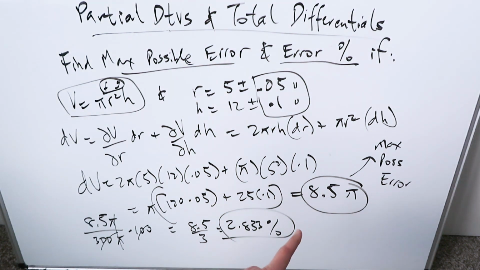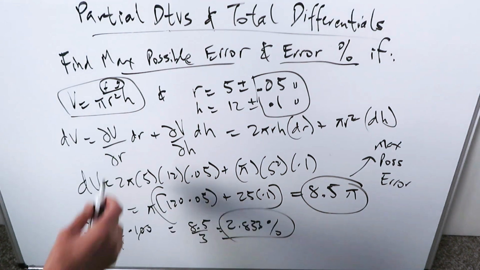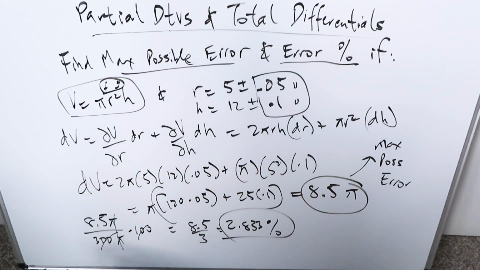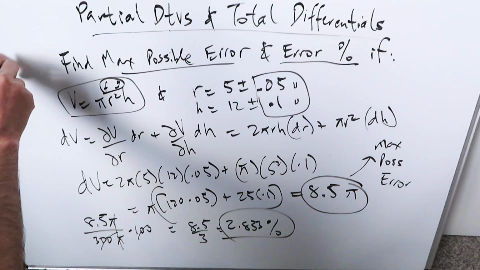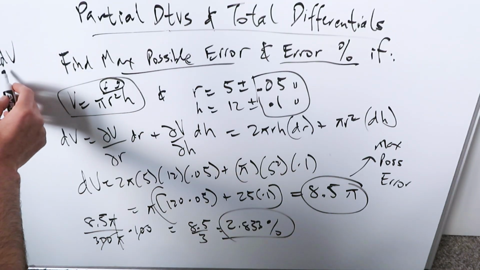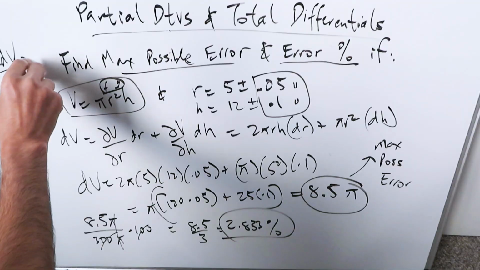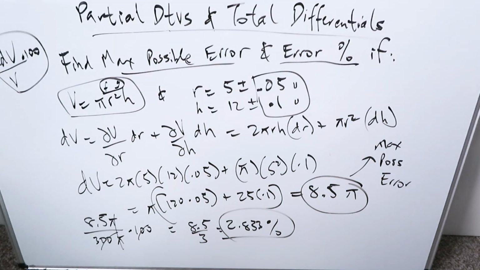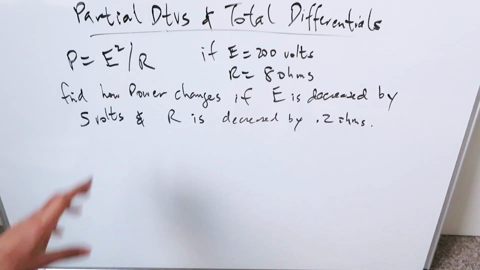What's your maximum possible error? It's 8.5π, because here your total differential is giving you an error calculation. What's your percentage of error? You have it right here. Your dV, your maximum error, divided by the total volume times 100, and it will be correct. It's 2.833%.